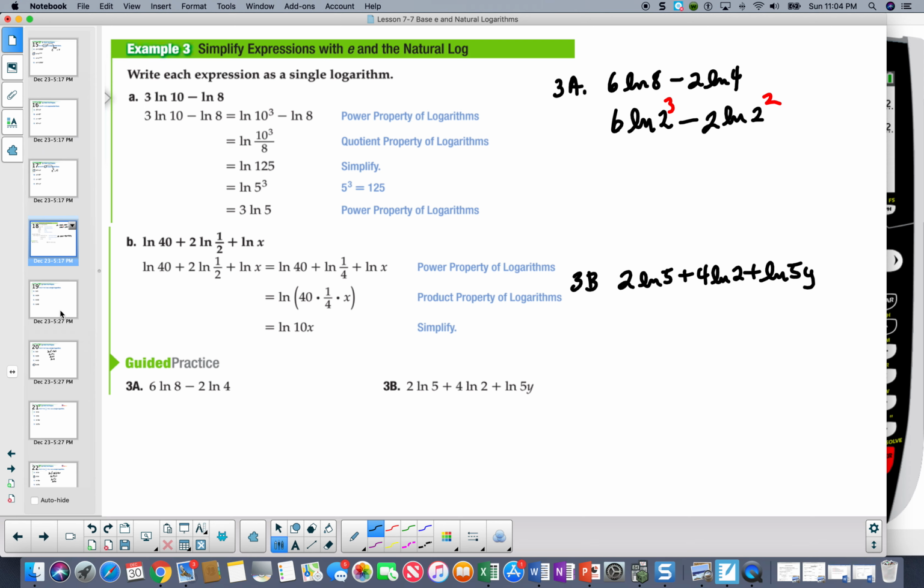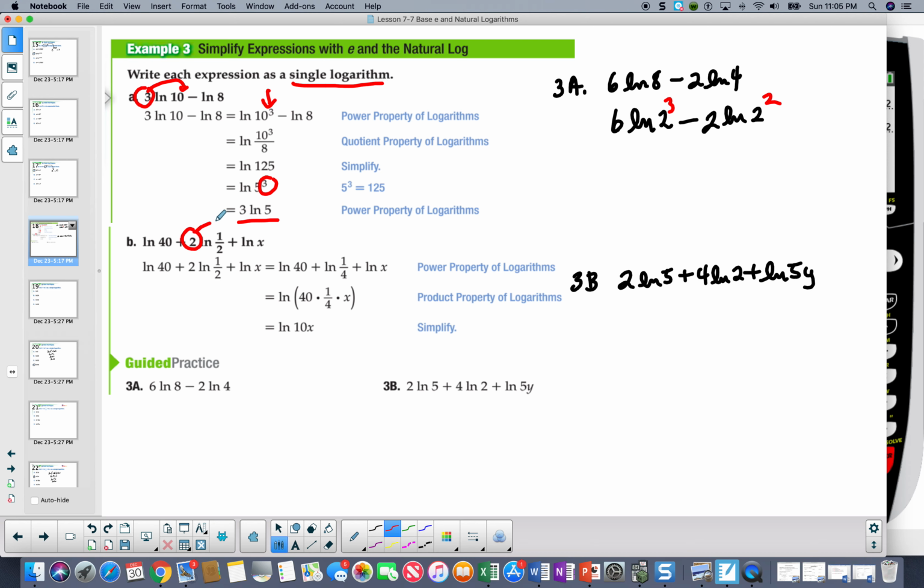Let's take a look at simplifying expressions with e and the natural log. So we have these two log expressions, and we're going to use our properties. We're first going to take the 3 and bring it as the exponent, and so that's what we have here. And this is a difference of 2 logs. The difference of 2 logs is the log of the quotient, and then we're going to put this in our calculator, 125, which is 5 to the 3rd, and then you can take this 3 and bring it out, and that is one single logarithm, which is what they're asking us to do.